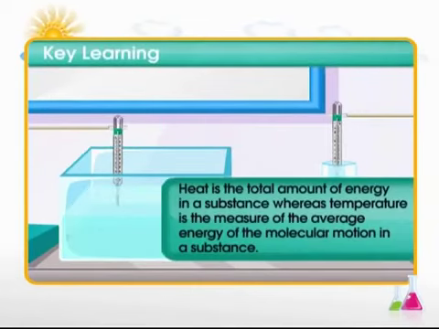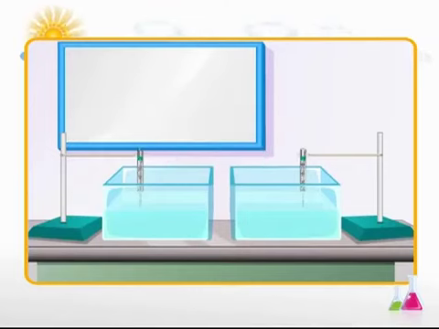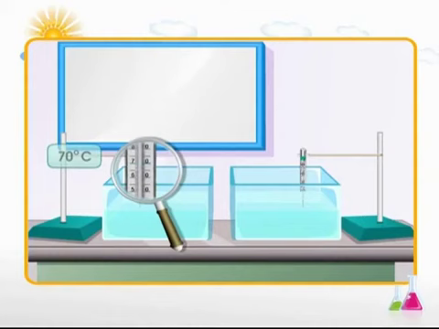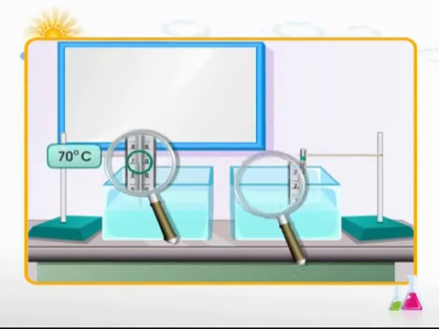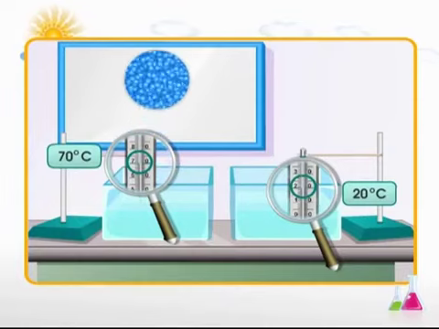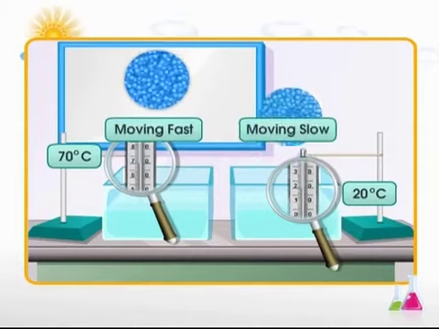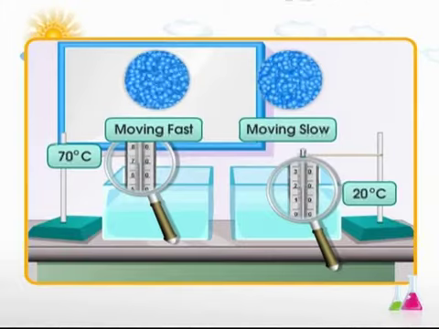Heat, thus, is the total amount of energy in the substance, whereas temperature is the average energy of the molecular motion in a substance. Consider two glass containers filled with water. One container is at 70 degrees Celsius and the other at 20 degrees Celsius. The molecules in the water at 70 degrees Celsius will vibrate more vigorously than those in the water at 20 degrees Celsius.